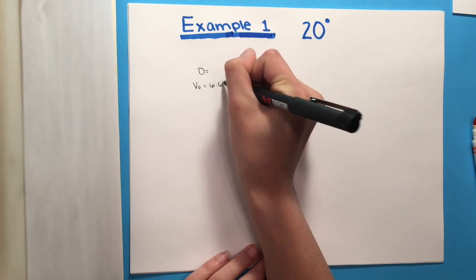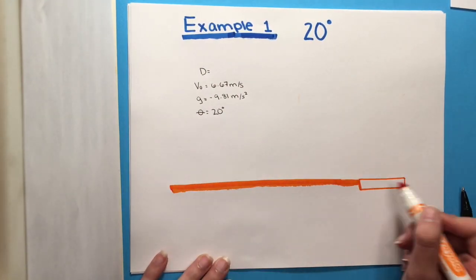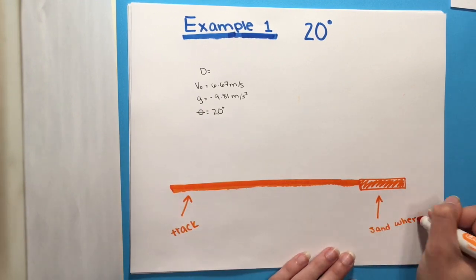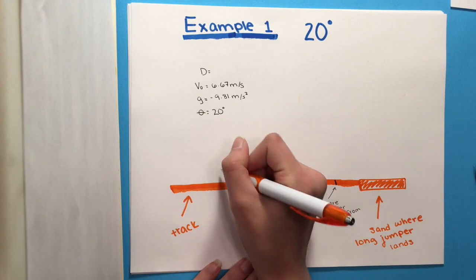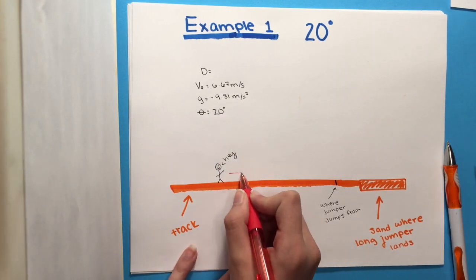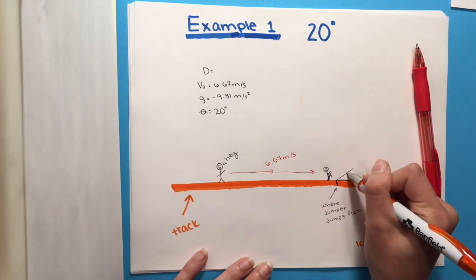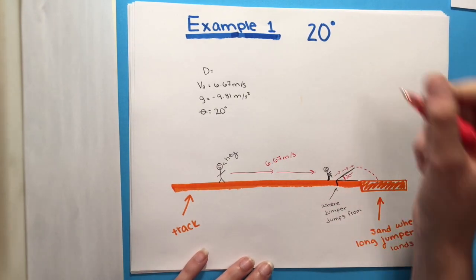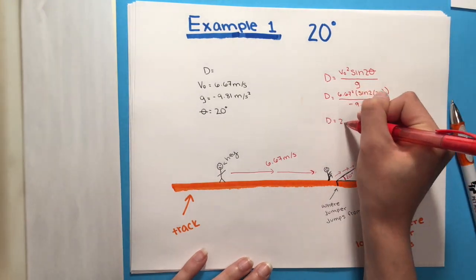For the first example, we will use 20 degrees for the angle. Here is a drawing of what the track would be like with the athlete running to show a visual. When we plug in each variable into the projectile motion equation and solve, we end with their final distance being 2.91 meters, or 9.54 feet.